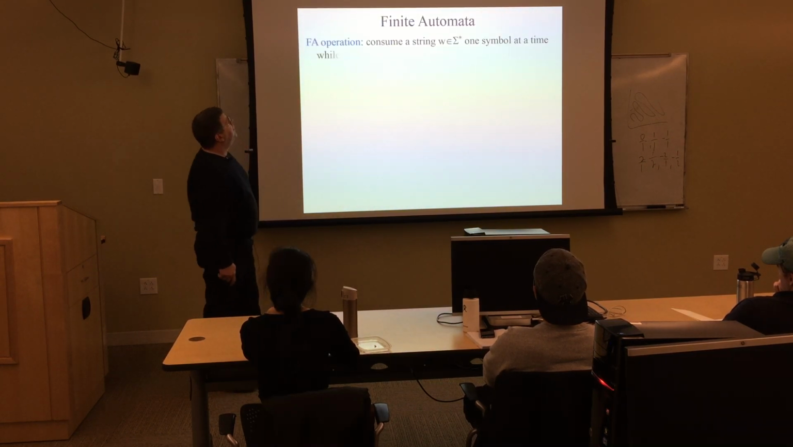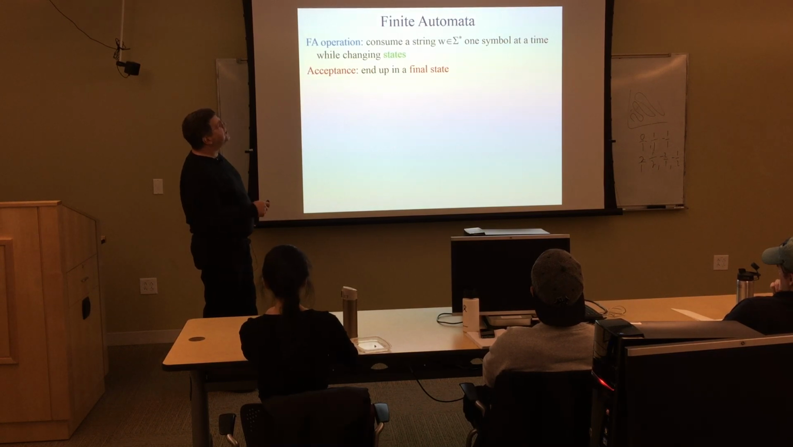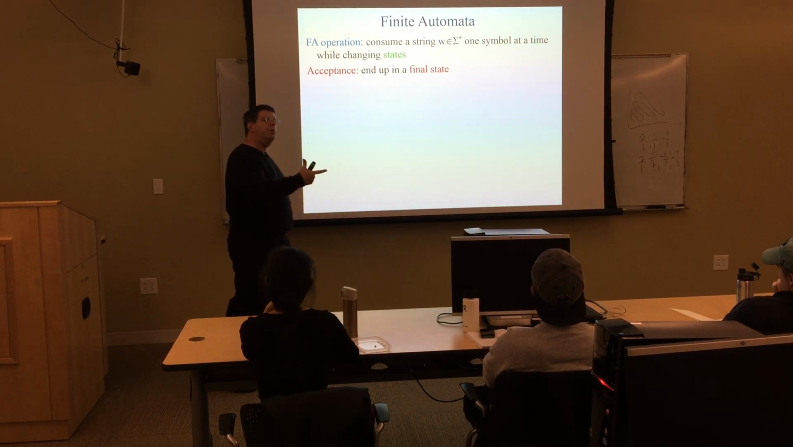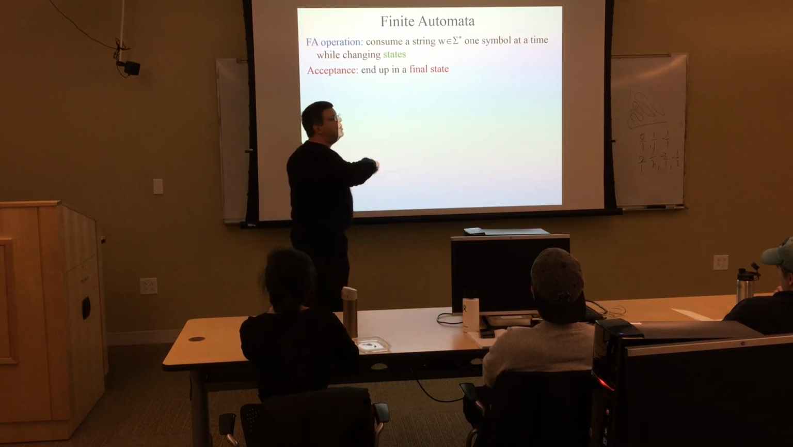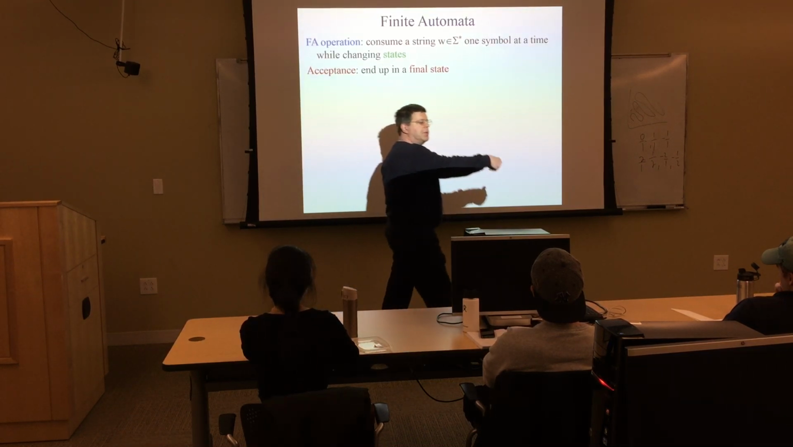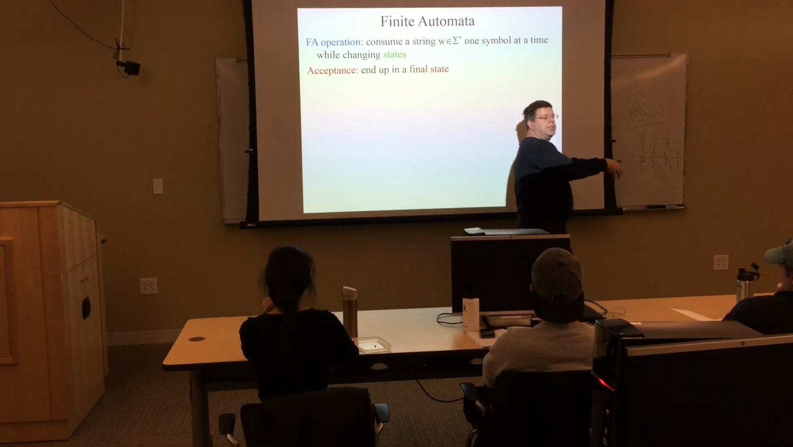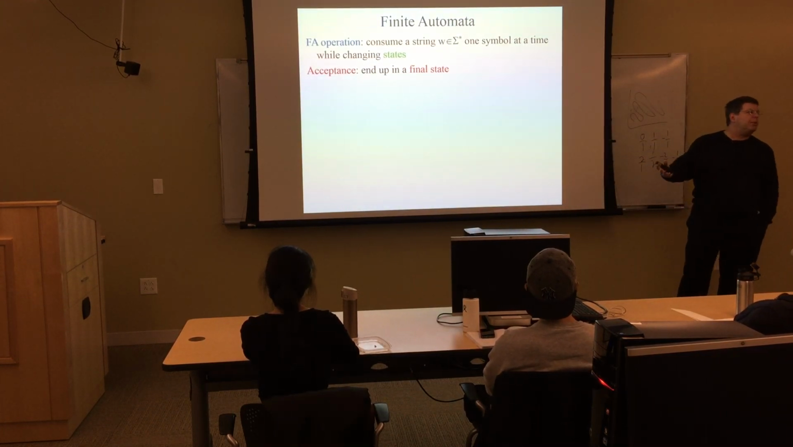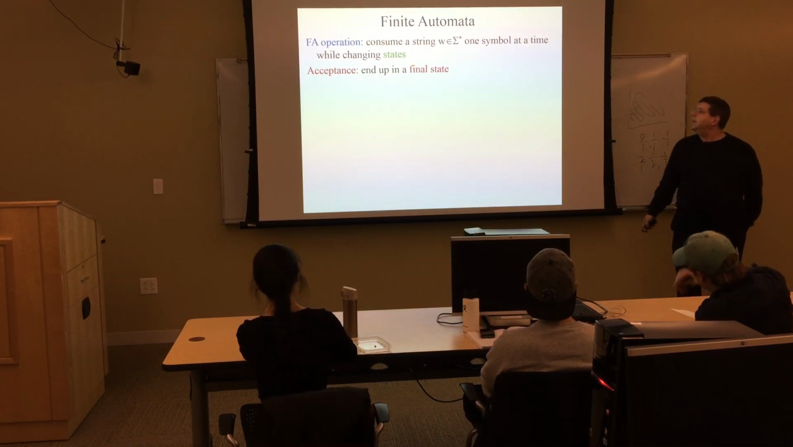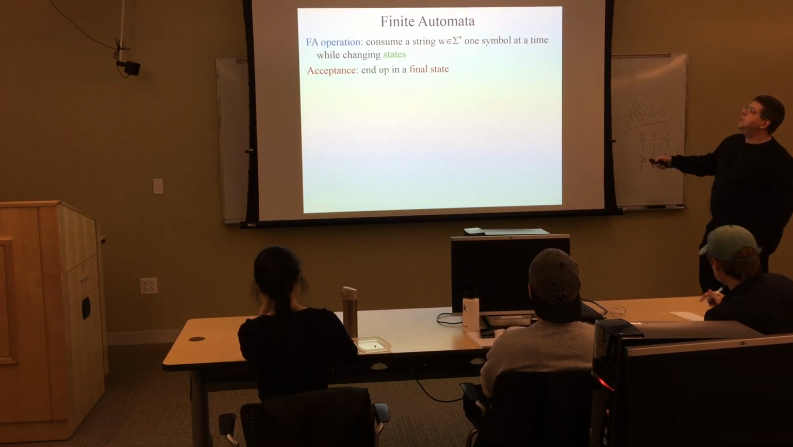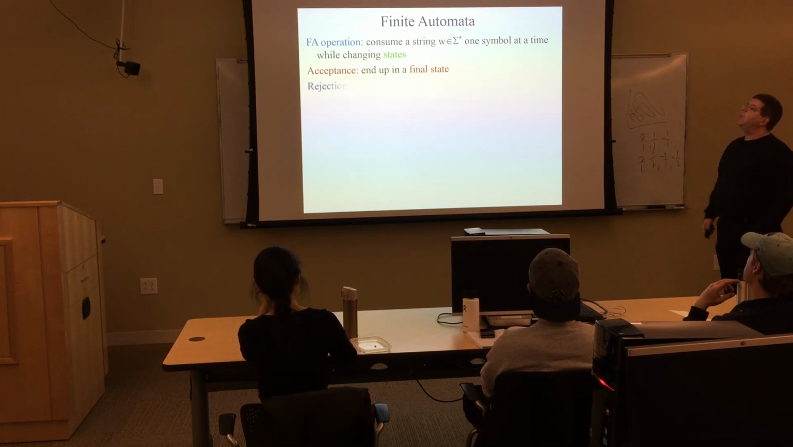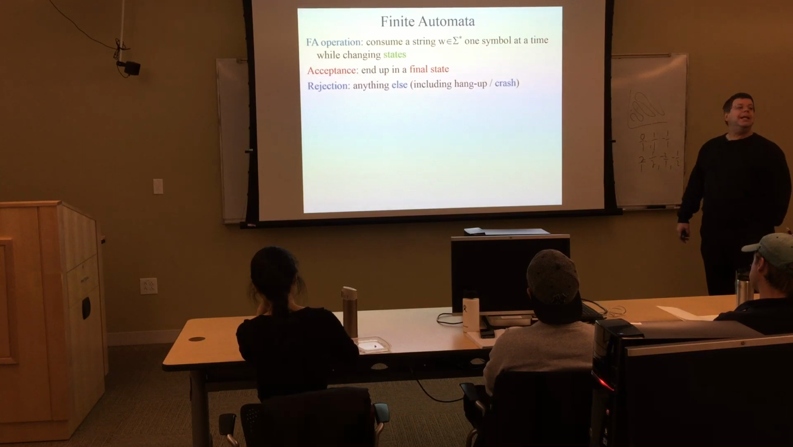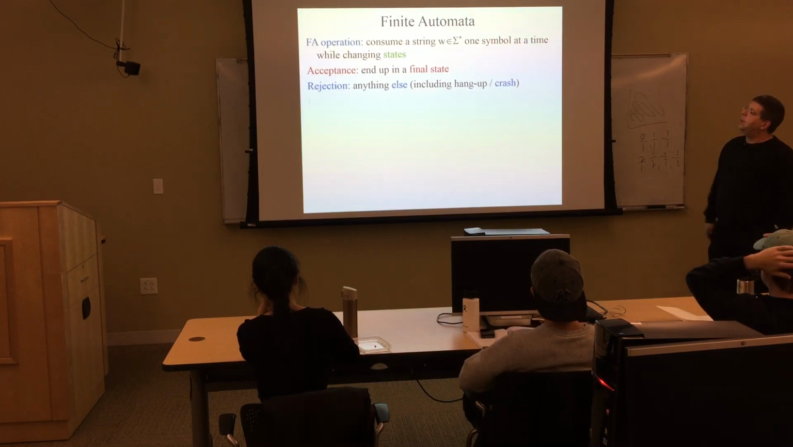Okay? So you consume symbols as you go, beginning with the initial symbol of the input. You transition every time you consume another symbol from the input string. By the time you get to the end of the input string, whichever state you're in, accept or reject, is when you accept or reject the string. And the acceptance must always end up in the final state, otherwise it's not an acceptance. Rejection is anything else, including hang-ups or crashes.